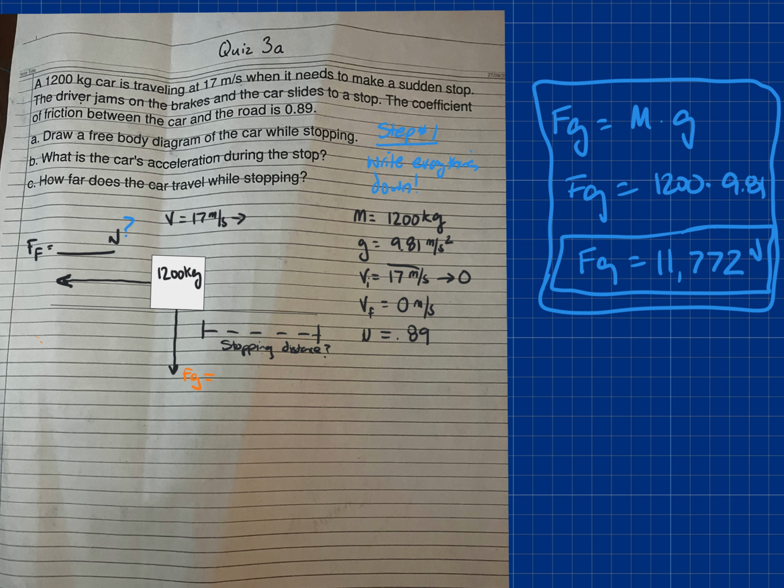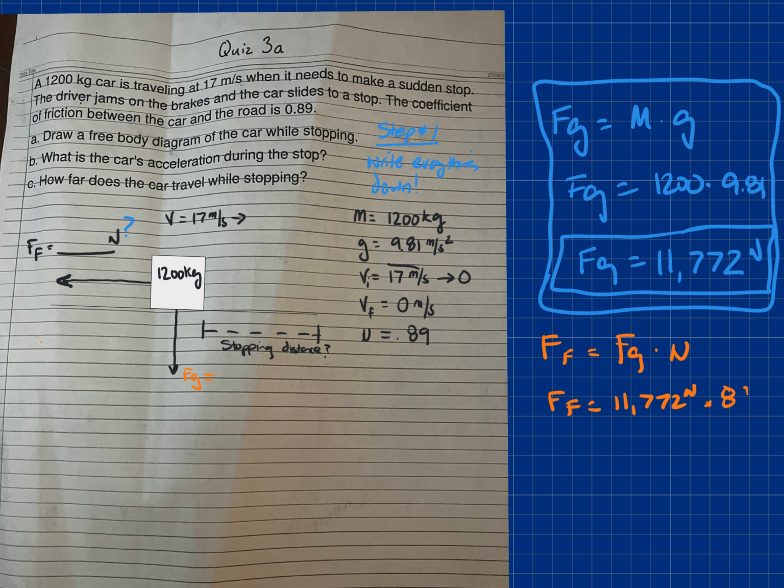Now I want to know the force of friction because I need that as well. So force of friction is equal to the force of gravity times the mu. Just as a note, sometimes this formula will say force of friction is equal to force normal times the mu. That's really important, and I'll explain that in a later video. But for now, we're just going to go with force of gravity, right? Force of friction is equal to the force of gravity, which is 11,772 newtons, times the mu, which is 0.89.